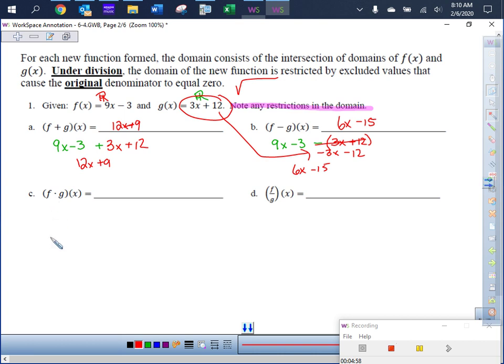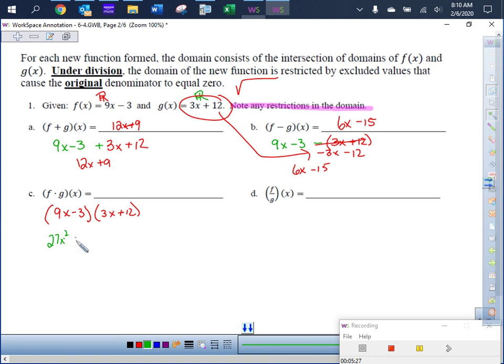And now, multiply. We will take f, which is 9x minus 3, and 3x plus 12, and we need to multiply them together. Since that's a binomial times a binomial, we'll FOIL it, right? So let's FOIL that out. First terms times each other would be 27x squared.